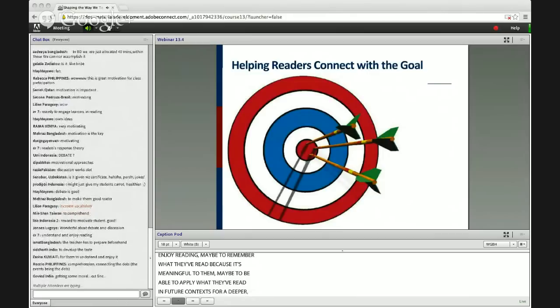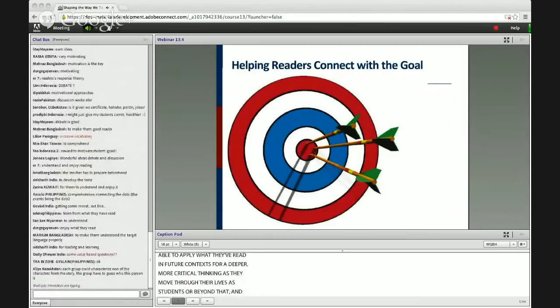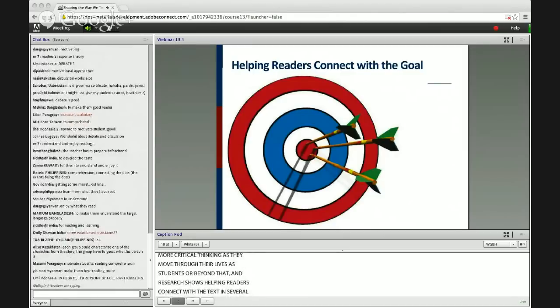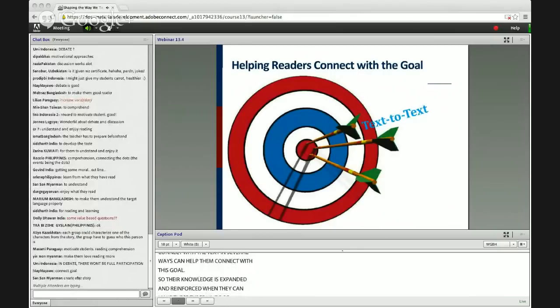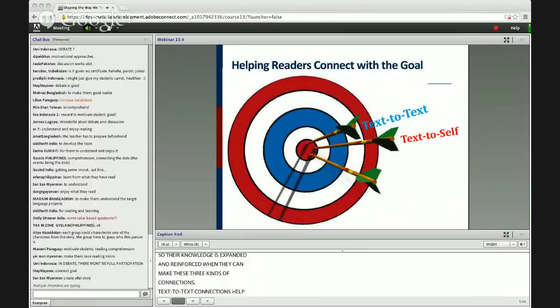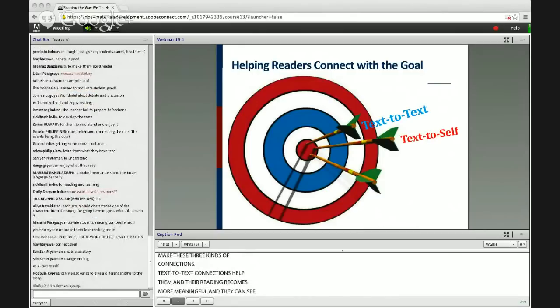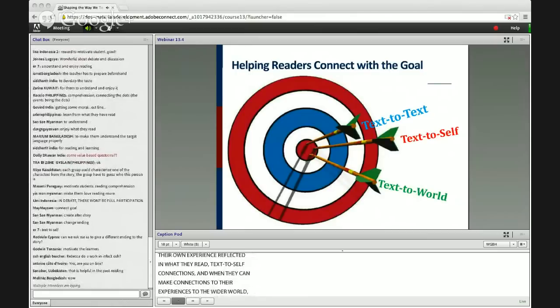And research shows that helping readers connect with the text in several ways can help them connect with this goal. So their knowledge is expanded and reinforced when they can make these 3 kinds of connections. Text-to-text connections help them. And their reading becomes more meaningful when they can see their own experience reflected in what they read, text-to-self connections. And when they can make connections to their experiences or knowledge of the wider world, their new reading makes more sense. So we also want them to try and make text-to-world connections.